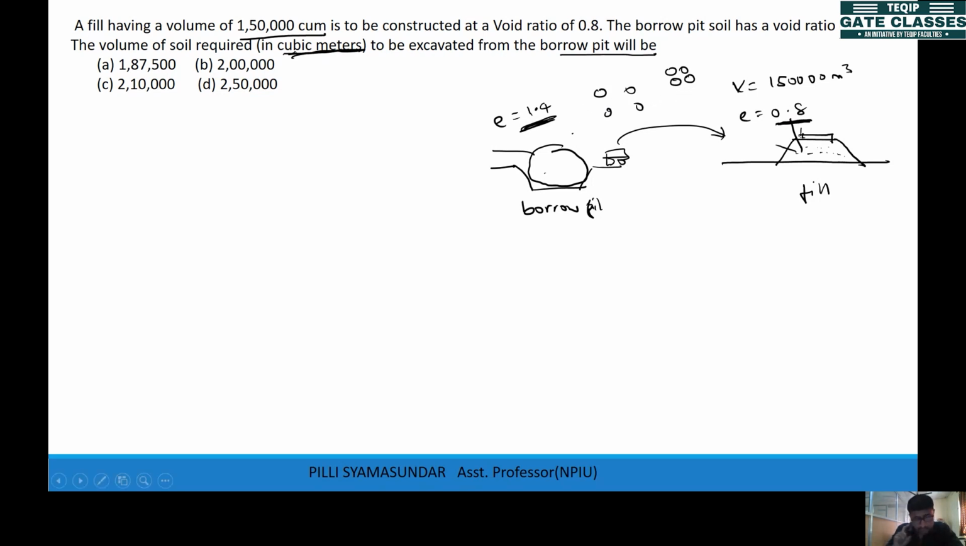So having said that, whatever the void ratio, the amount of soil that you are excavating here has some soil solids. So the same solids will be here also, only you are removing the voids, not the solids. So the solids volume will be same, right? Let's say here the volume in the borrow pit is VB, and the solids volume here is Vs, let's say. Okay, let me draw the phase diagram.